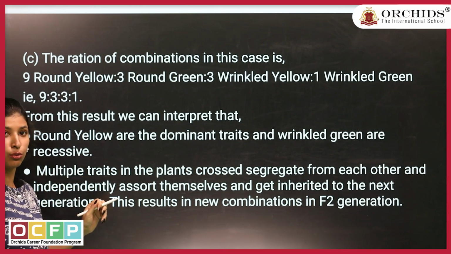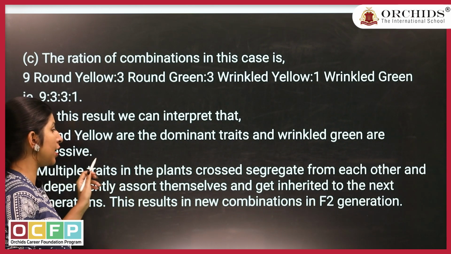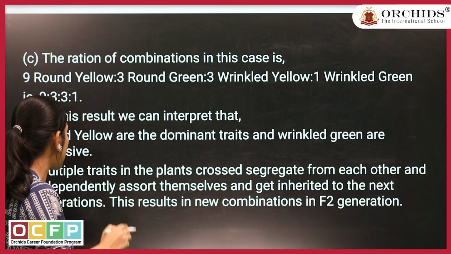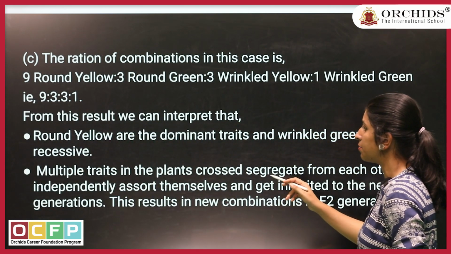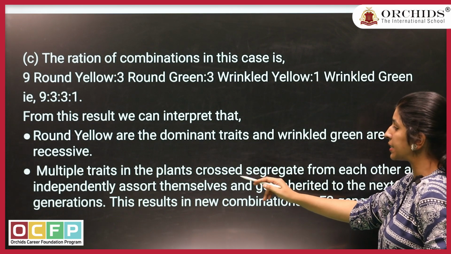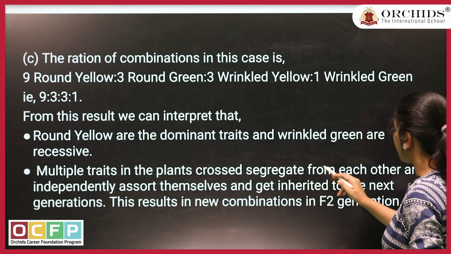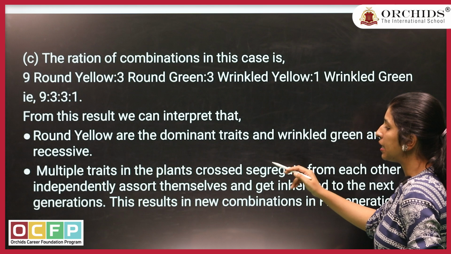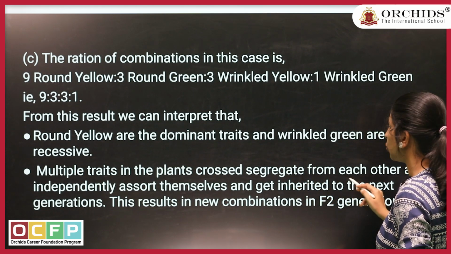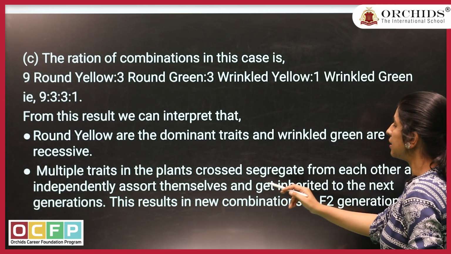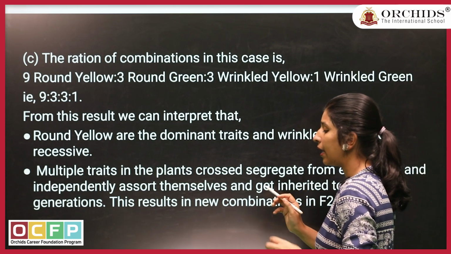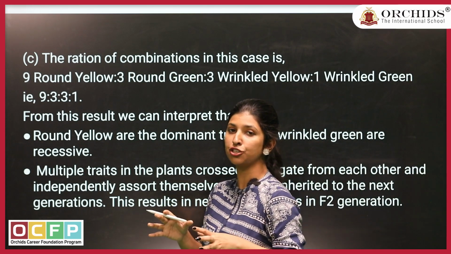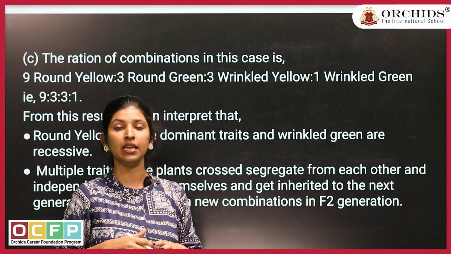This is the first conclusion that we come across when we are doing a dihybrid cross. And then the next conclusion or the interpretation that we come from the dihybrid cross is, multiple traits in the plants crossed segregate from each other and independently assert themselves and get inherited to the next generations. This results in new combinations in F2 generation. So this answer itself is the clear indication of the Mendelian inheritance.